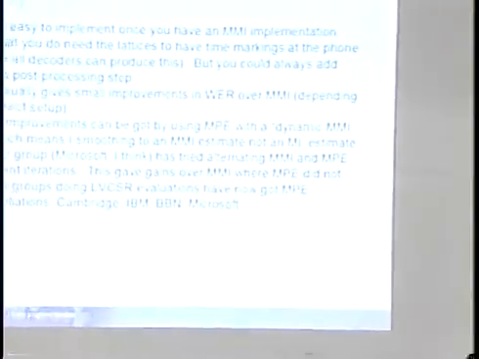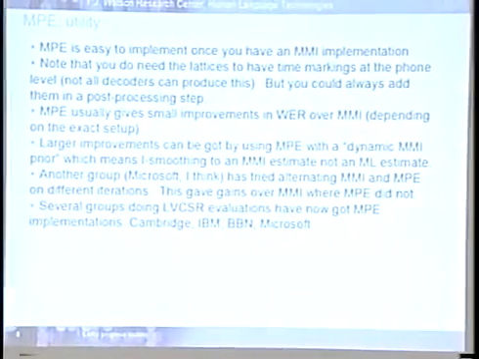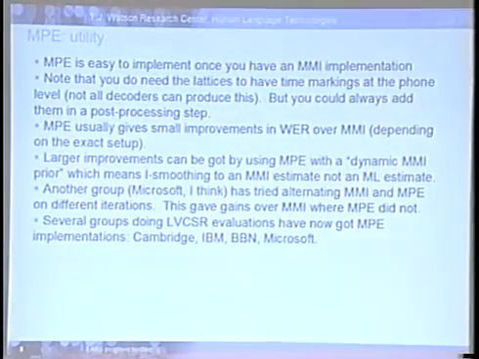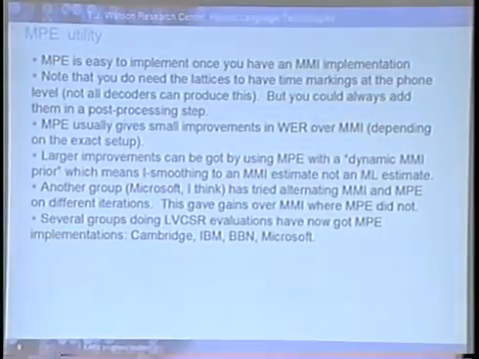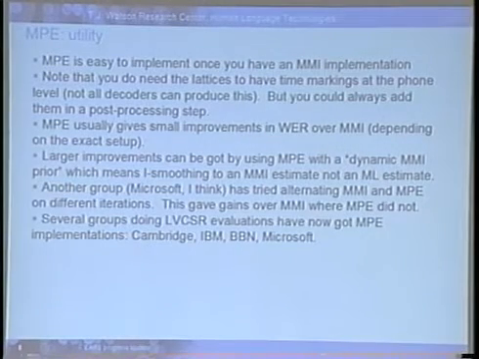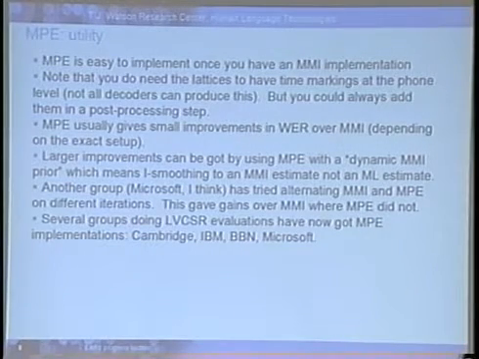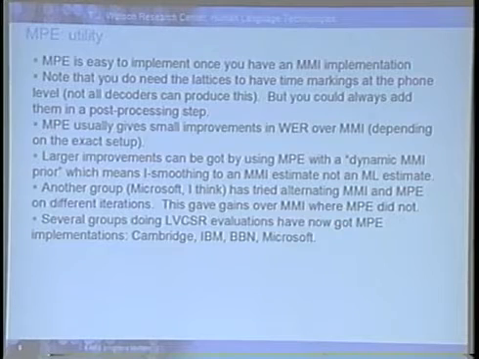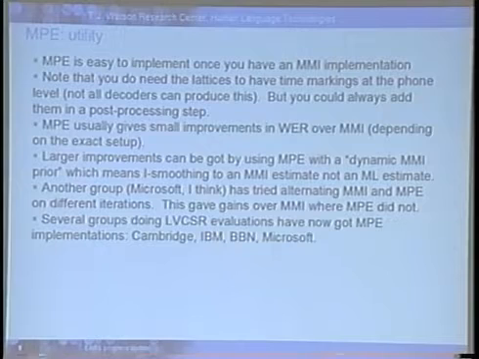In terms of utility, as I said, it's easier to implement once you have MMI. A slight difference is that you need to have lattices with phone markings in order to calculate this phone error. In Cambridge we had that already, but it's not clear that anyone else would necessarily have it. It mostly gives improvements in word error rate over MMI, but that's not totally consistent. In IBM, I initially found that it helped when I implemented it there, but then later on for another test set or something, it didn't help.